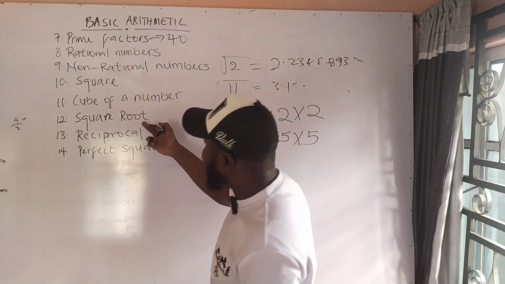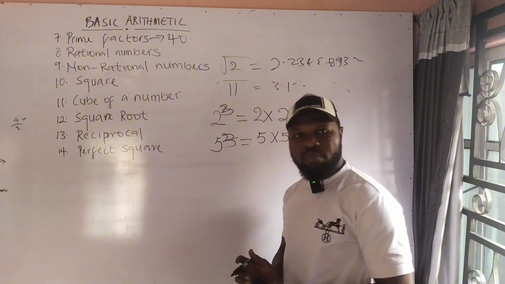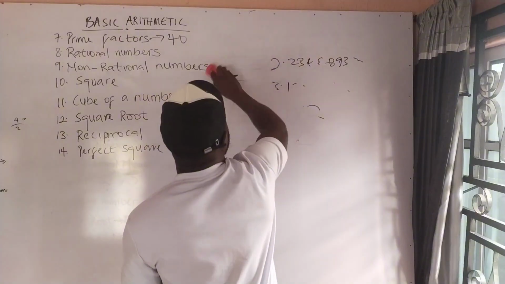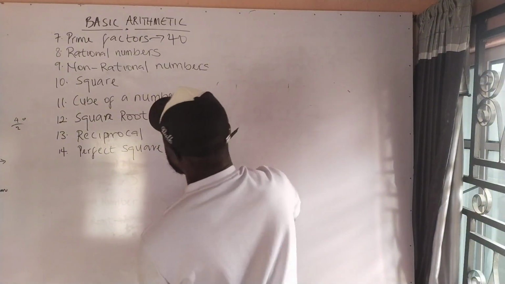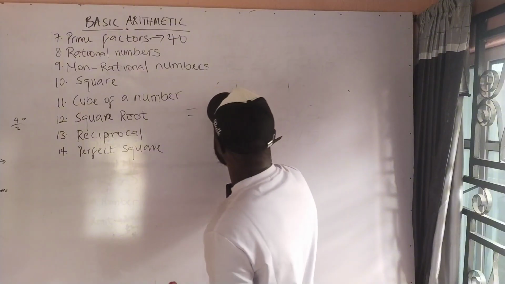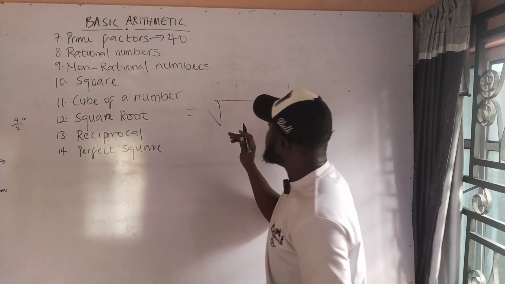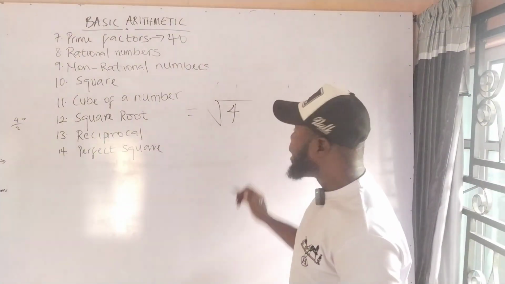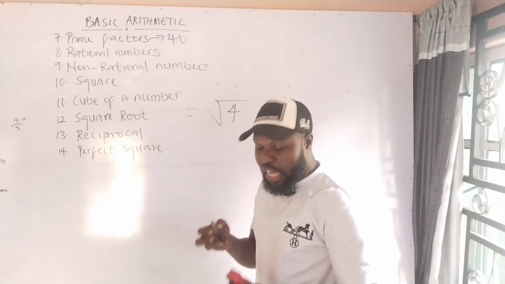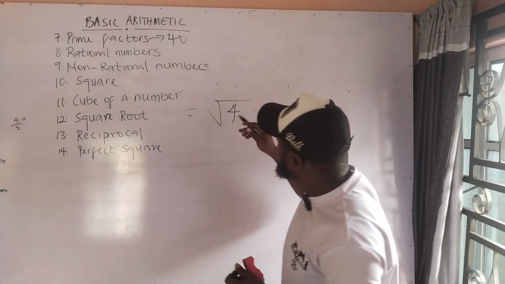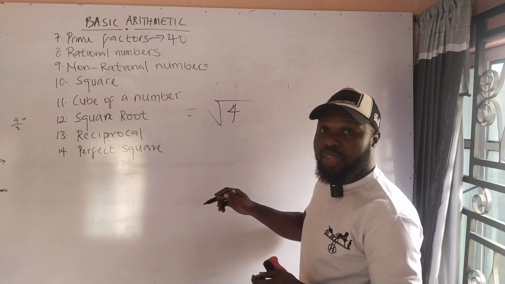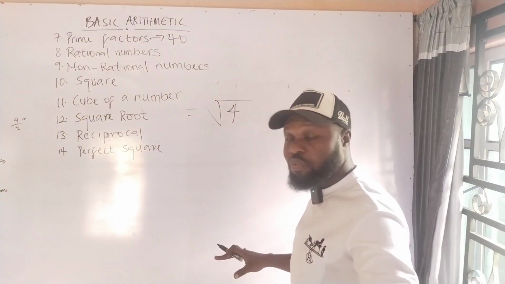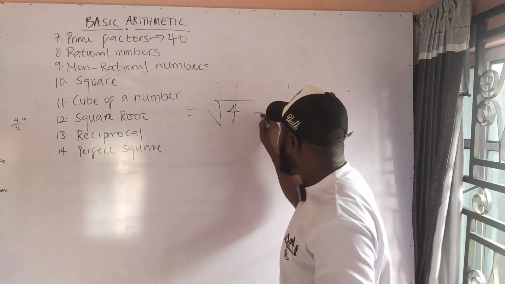When you are asked to find the square root of a number, the square root simply means you should, for instance, you have 4. Find the two numbers which, when you multiply the two numbers together, will give you the exact value you are being requested to find. Then you pick one.